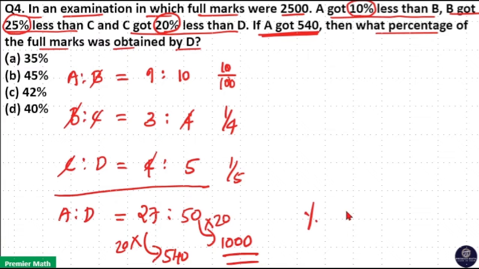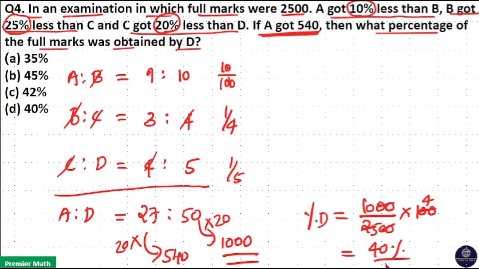So percentage of marks D got: total marks D got is 1000 marks out of, here full marks in examination is 2500. If you convert it in terms of percentage, multiply it with 100. So here 25 goes 4 times in 100. 0s get cancelled. That is 40% marks. So option D is your answer. If you want to do it in another method, I will show you that.